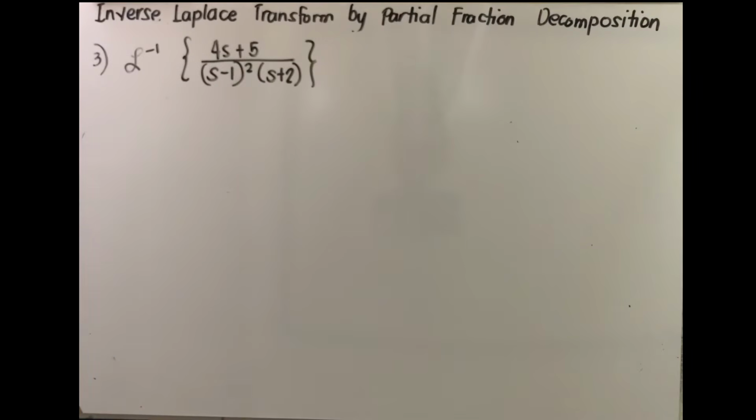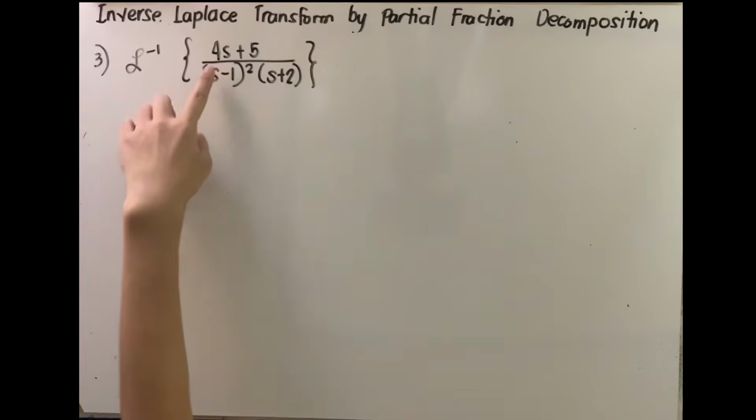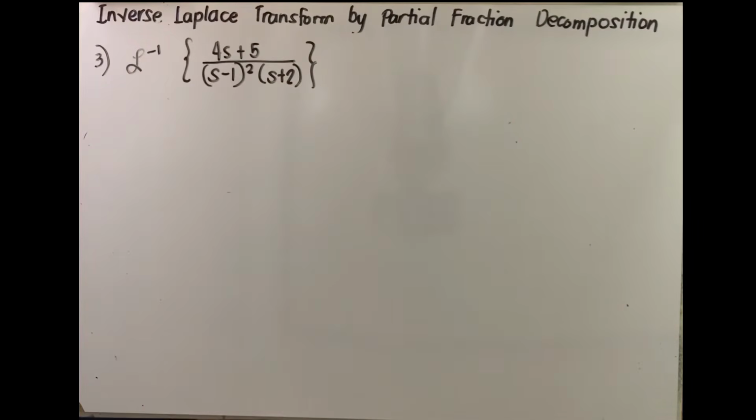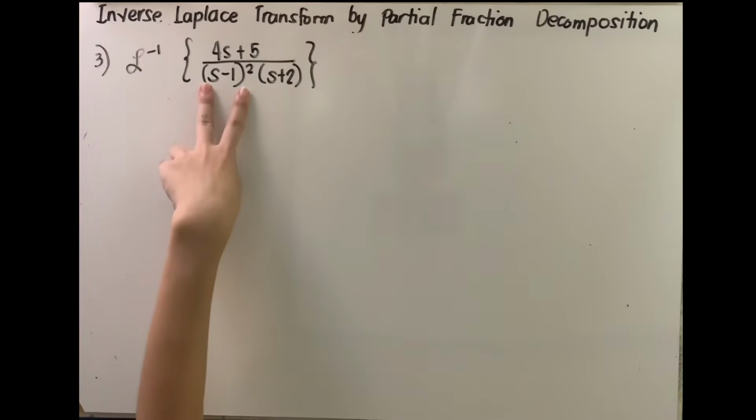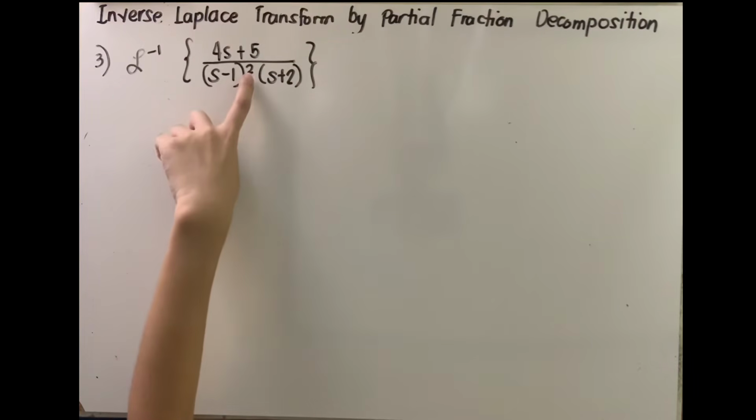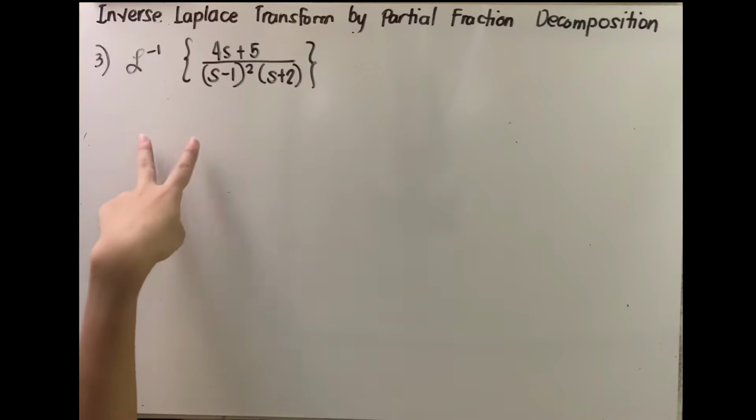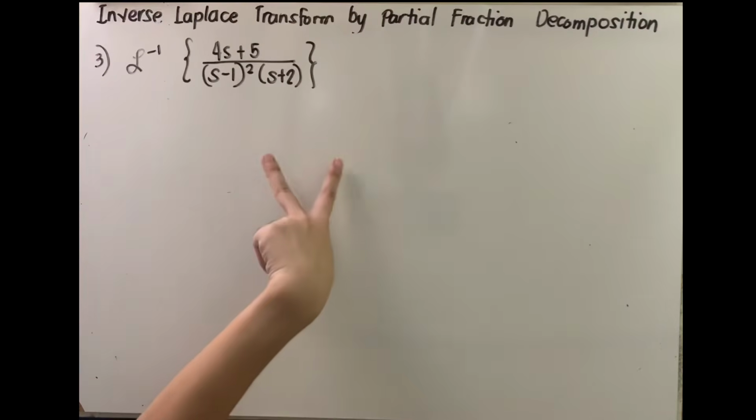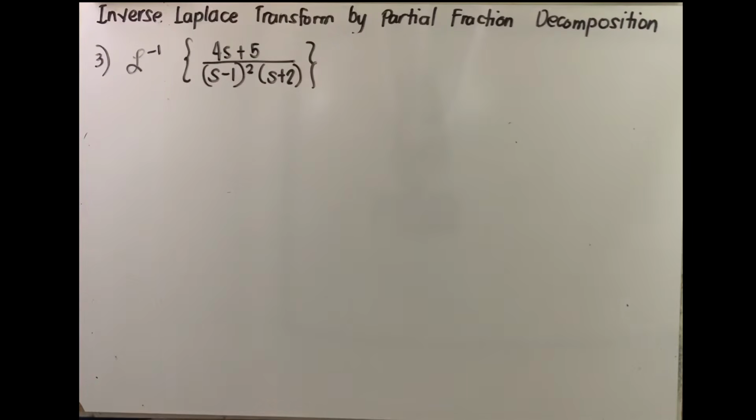For our third example, we have here the inverse Laplace transform of 4S plus 5 over S minus 1 squared times S plus 2. So, this particular example is an example wherein you have repeated linear factors. So, you have a linear factor here, which is S minus 1. Kaso naulit siya. Kasi you have a square here. Ibig sabihin, dalawang beses you get S minus 1 times S minus 1 times S plus 2. Naulit si S minus 1.